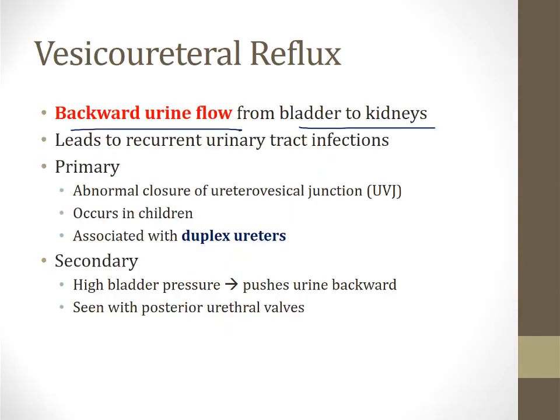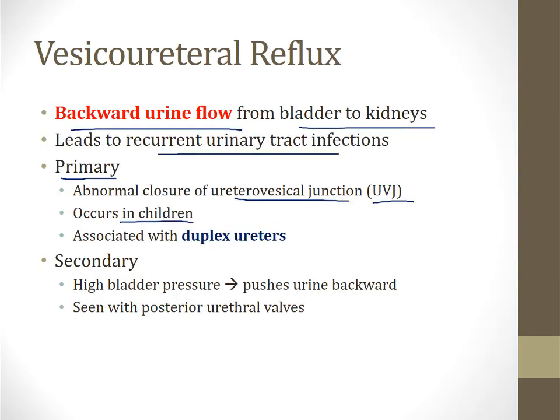The main clinical consequence of this problem is recurrent urinary tract infections. You need good forward flow of urine to keep bacteria out of the urinary tract. Vesicoureteral reflux is called primary vesicoureteral reflux when it's caused by abnormal closure of the ureterovesical junction, or the UVJ. This is where the ureter inserts into the bladder.